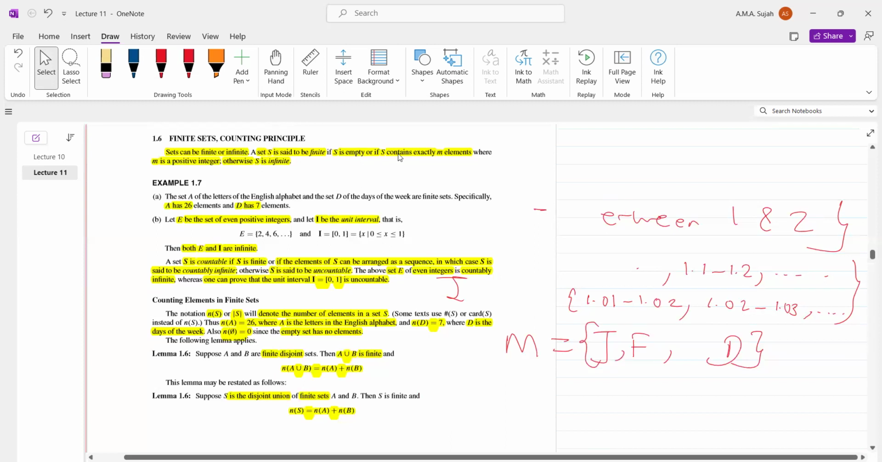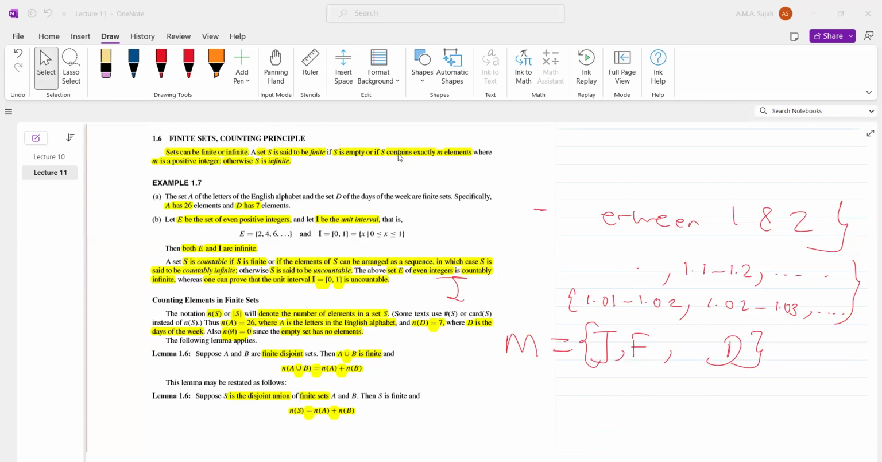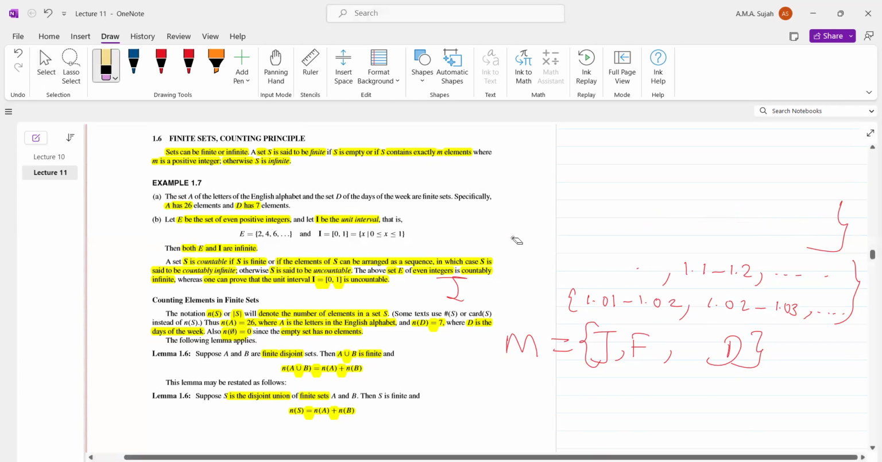Months in a year: that is finite, right? Only 12 months. We know all the possible elements of that set. If you know exactly how many elements, we can say that's a finite set. If you don't know exactly how many elements, we can say that is an infinite set.